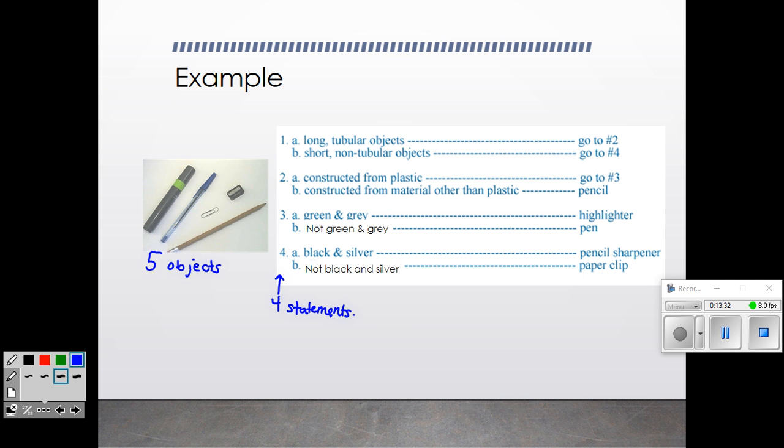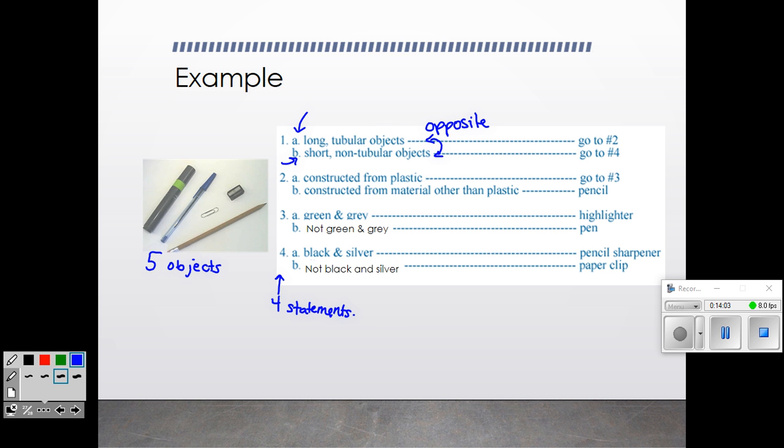Each of the numbered statements has 2 choices. So there is a 1A and a 1B. I have a numbered statement, and there are 2 alternatives, the A and the B. There is not A, B, and C. There is not A, B, C, D, E, F, G. There has to only be 2. So in every statement, you can only have 2 choices. Notice how these 2 choices are the opposite of each other.